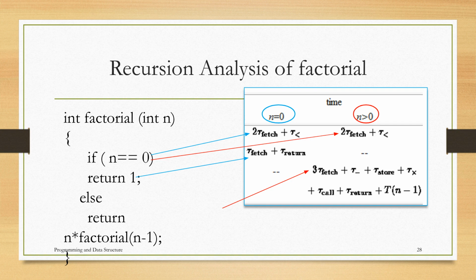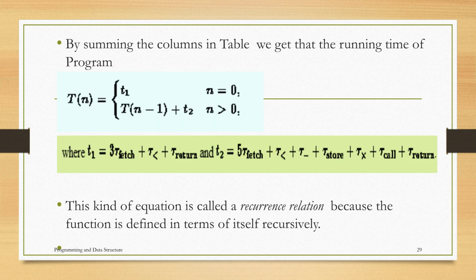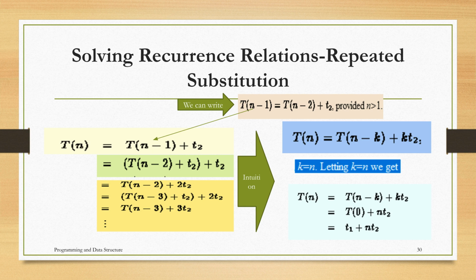Analyzing its running time, T(n), requires understanding its recursive nature. Summing the columns results in a recurrence relation where the function is defined in terms of itself recursively. This equation describes the running time. We can solve recurrence relations using repeated substitution.